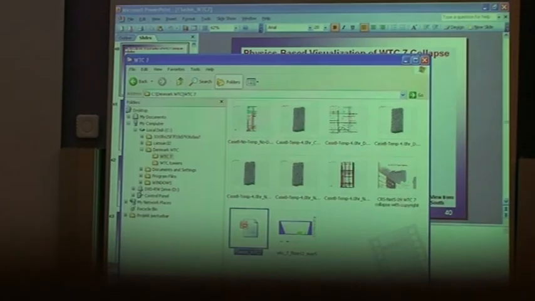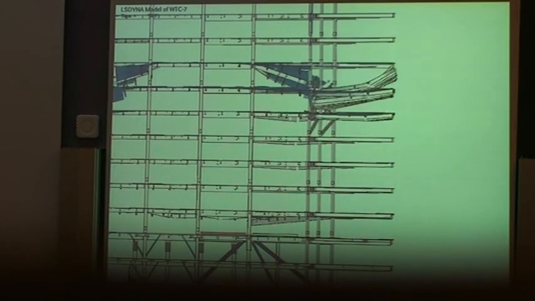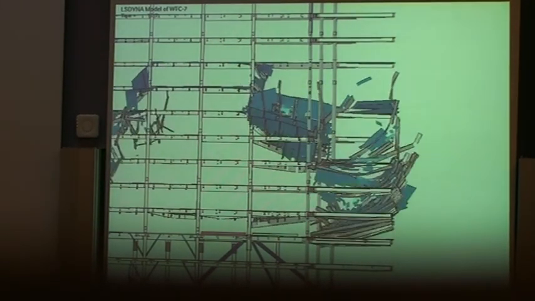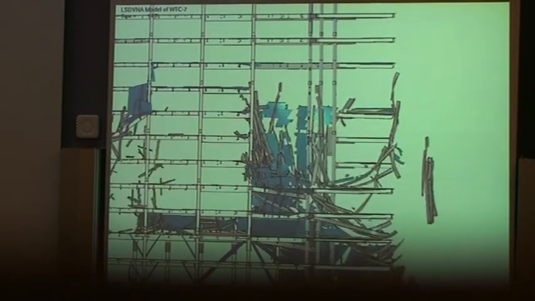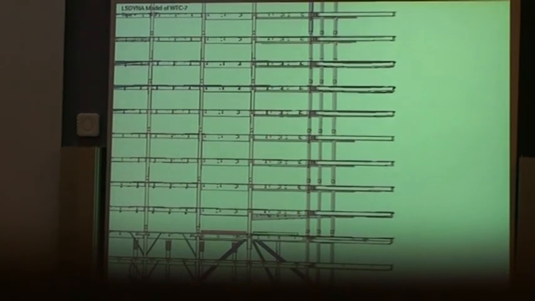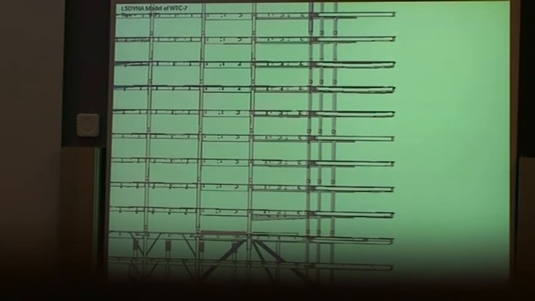Just to show you, okay. Floor 13 collapsed, followed by a number of floor failures, and now you can see that column 79 became laterally unsupported and buckled because of that.